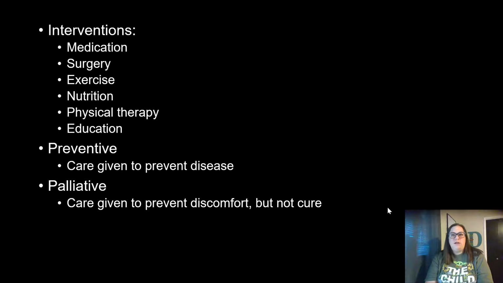Different interventions are available for treatments. Of course, medication is one of these. When we look at medications, these can be sometimes even just over-the-counter medications, like you're told to go take allergy medication or a type of painkiller or something like that, or they could be prescription. Surgery might be the option to help fix or to remedy the problems. Exercise, nutrition, physical therapy, and even education. Educating ourselves and our patients in what's going on can also help with the treatment options.